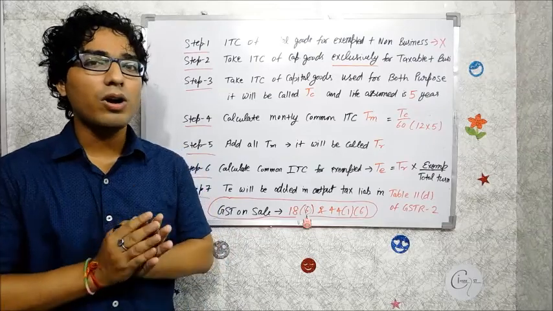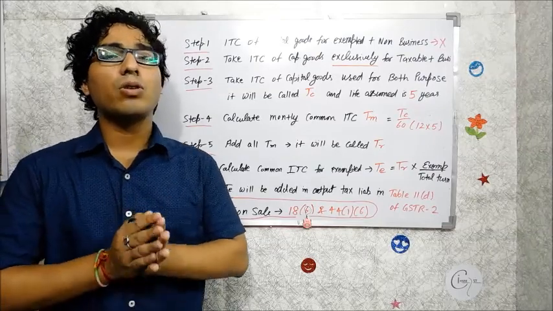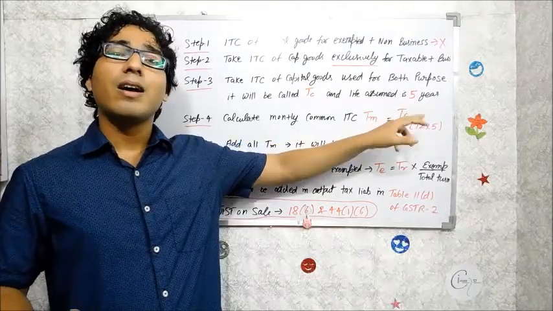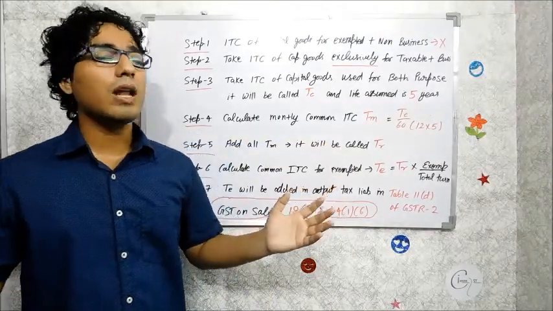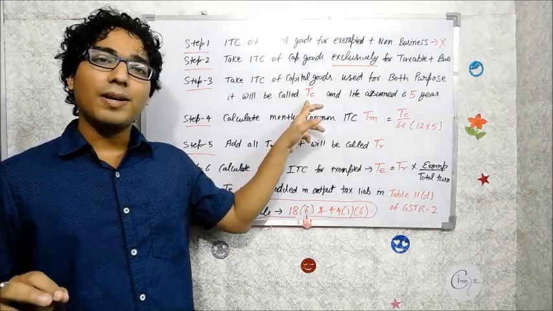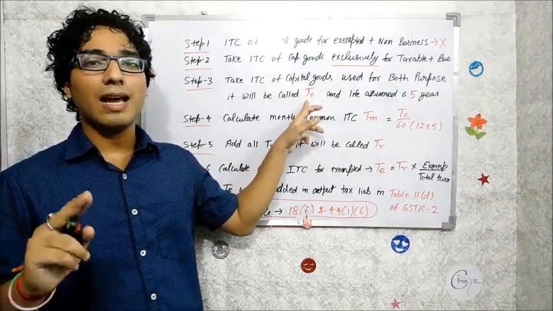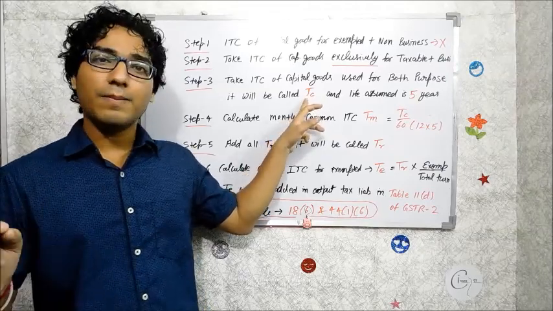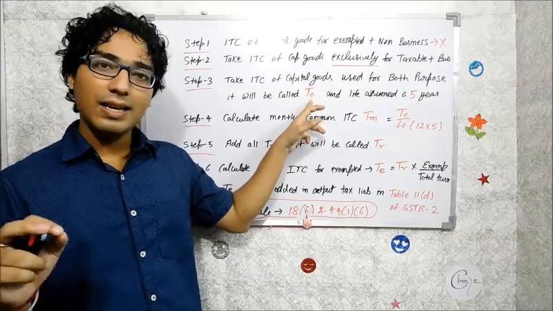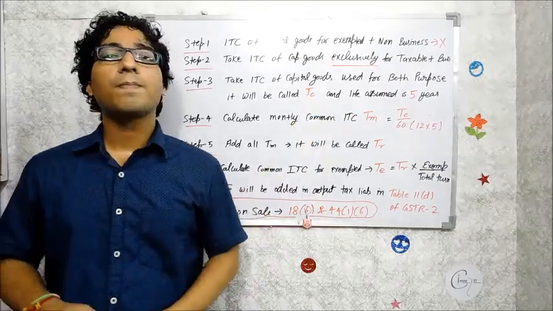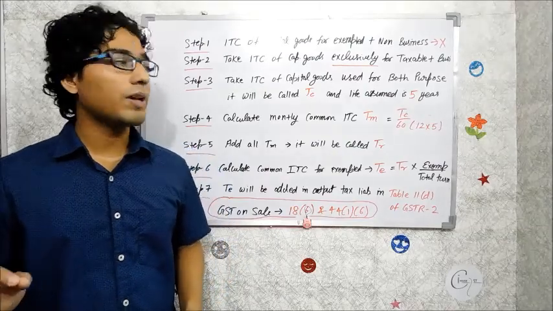Remember that when you take the full input tax credit, the law itself presumes that the useful life of that capital asset is 5 years. The input tax credit of capital goods which is common for both taxable as well as exempted supply will be denoted as Tc, T small c, in GST. This term is itself prescribed in rule number 43 of the input tax credit rules.